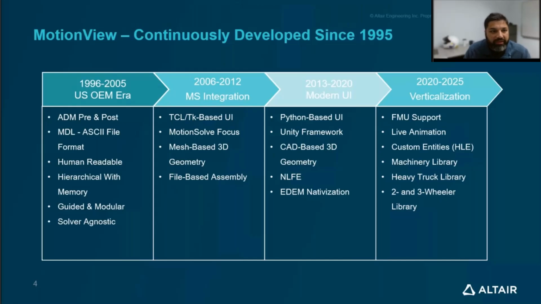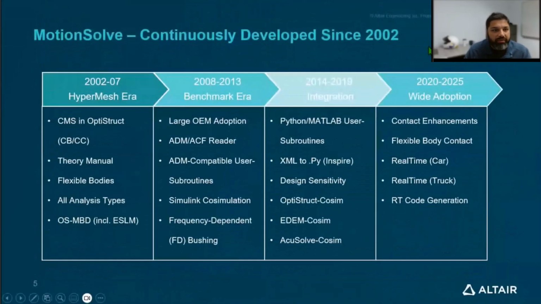So if we go to the next slide, where we talk about MotionSolve. So MotionSolve came a little bit later than MotionView on the scene, but it's been around since 2002. In the very early days, it was not meant to have that close of an integration with MotionView. So it was really meant to be used in the finite element preprocessor world, which is HyperMesh, of course. And it was sort of biased towards that.